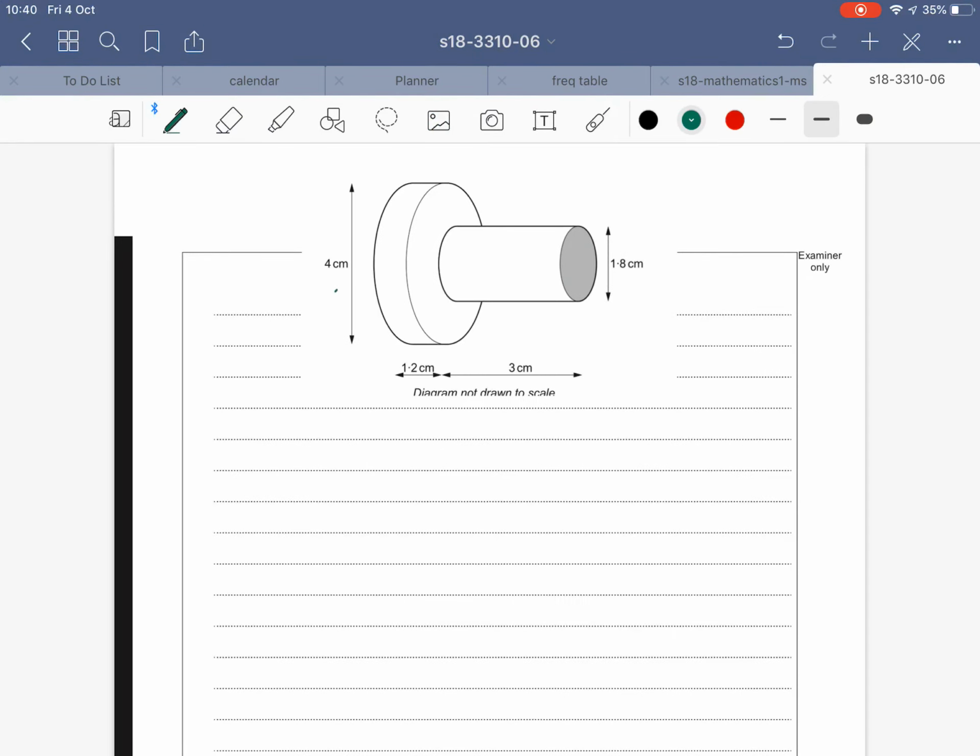We want the area of all the faces. So we've got that face at the front, I'm going to call that A. We've got this face here, that's B. I'm going to call this face C, this face D, and this face that we're not going to paint anymore is E. So I'm going to do the surface area of all the faces. So face A is just the area of a circle, so pi times the radius, diameter is 4, so radius is 2, squared, which is 12.6.